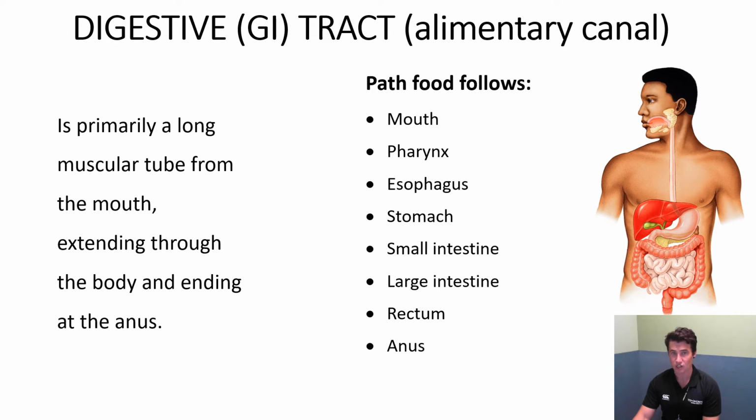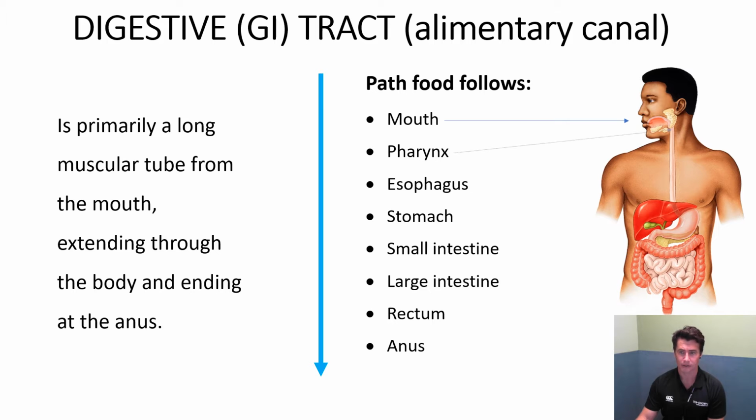So if we look at the digestive tract, or the alimentary canal, it's a long muscular tube that extends from the mouth through the body and ends at the anus. So you've got an entry point and an exit point. It's effectively like one long big hydroslide, which has a whole lot of functions which happen in between. So food passes through the mouth and then through the pharynx, which is actually a shared space of air and food, then down into the esophagus, the stomach, small intestines, large intestines, rectum, anus. So food follows that directional path, a one-way trip.